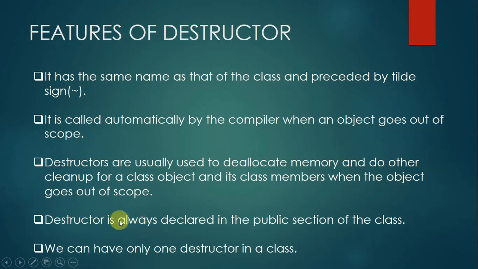Again, destructors are always declared in the public section of the class because they are called automatically when the object is going out of scope. So we cannot declare them in the private section, otherwise we'll get an error. And we can have only one destructor in the class. Although we can define many constructors, we can have only one destructor in the class.